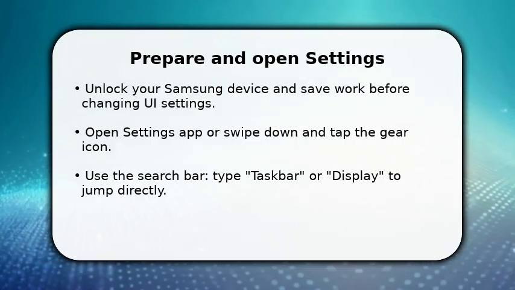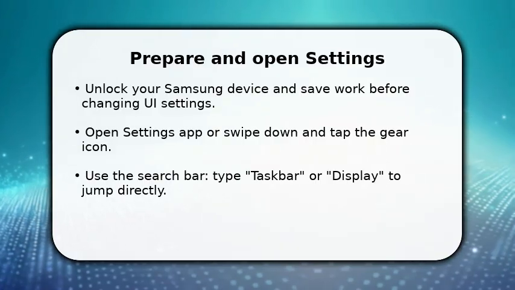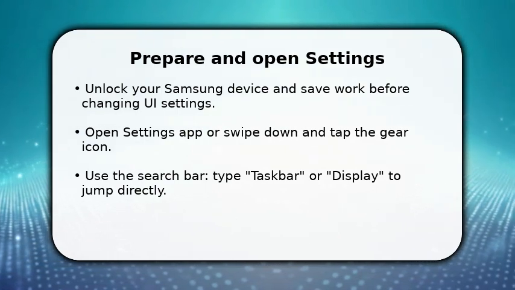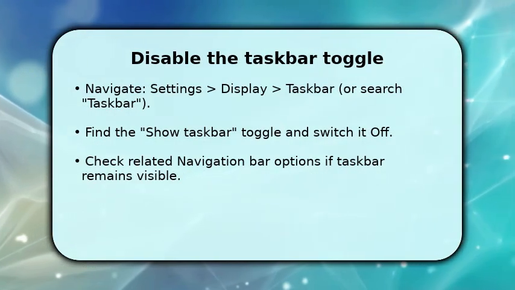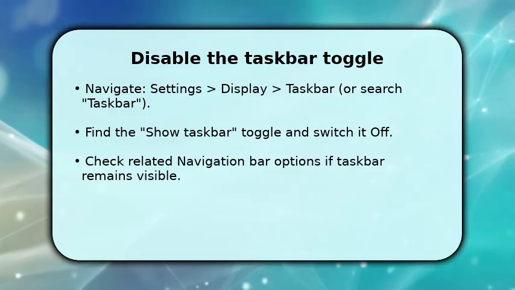You're doing this to clear screen space and reduce accidental taps, so proceed directly to the display controls rather than digging through unrelated menus. Once you've opened the taskbar section, locate the Show Taskbar toggle and turn it off. This is the direct action that hides the bar and frees screen real estate.